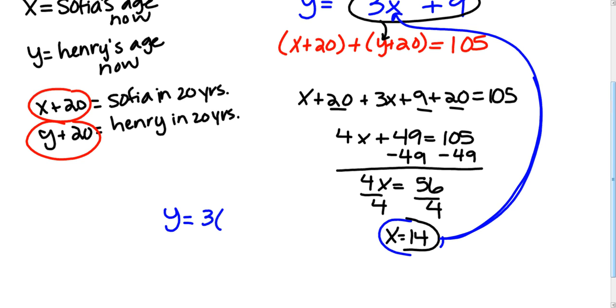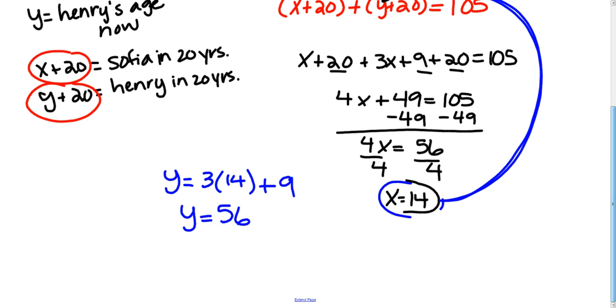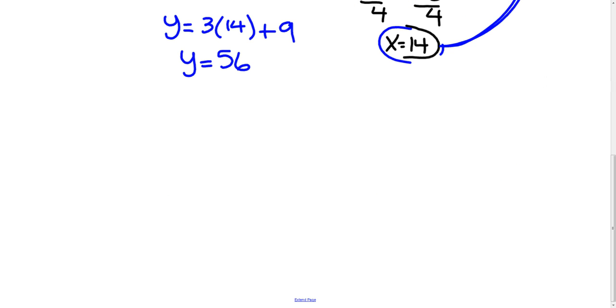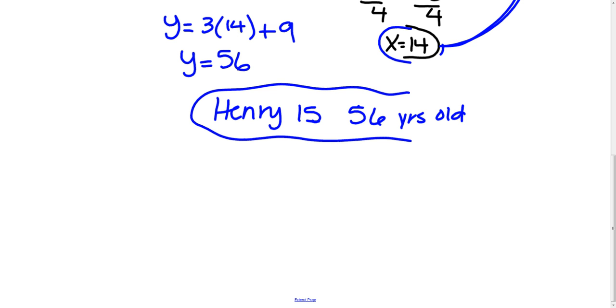Okay, so I'm going to plug the 14 back in there, and I'll do 3 times 14 plus 9, and then y becomes 56. So to answer the question, Henry is 56 years old. Okay, and that's this one.